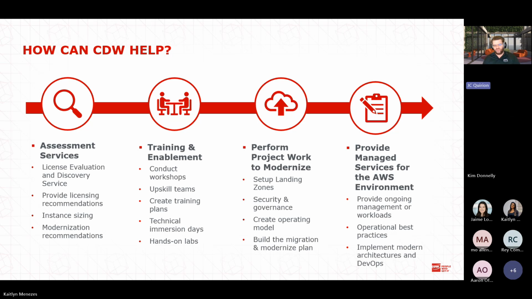And then we also do training enablement. We conduct workshops. We help you upskill the teams, create training plans, and we do immersion days and hands-on labs with all of you. And then after that, we will help you modernize to AWS if you migrate to AWS, where we can use solutions like NC2, like NetApp for your file servers, to simplify your environments as much as possible.